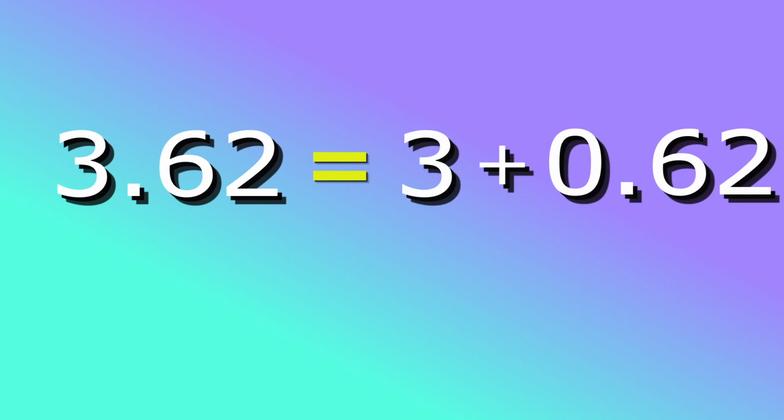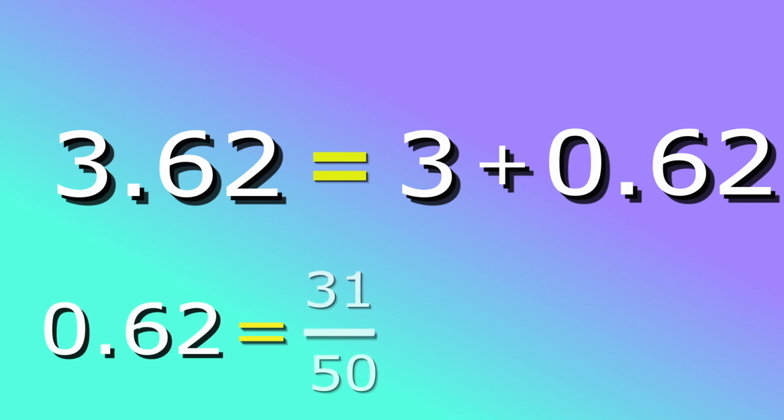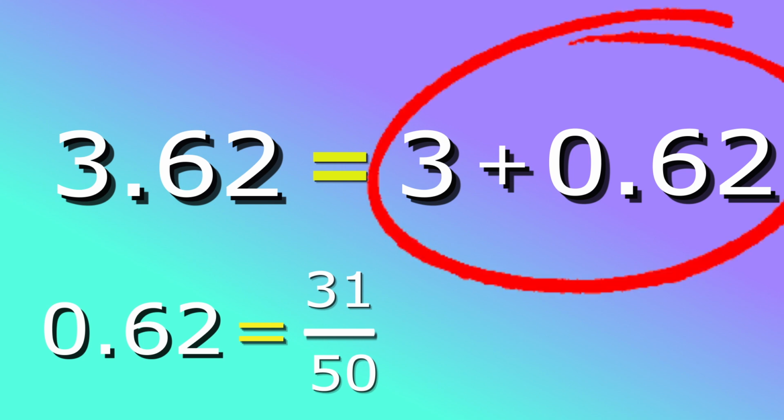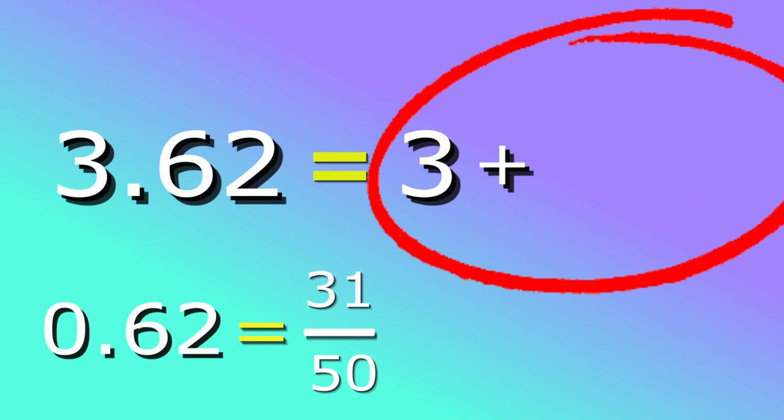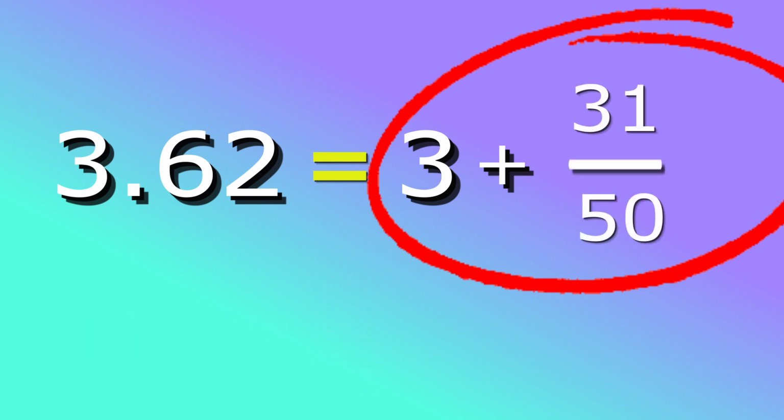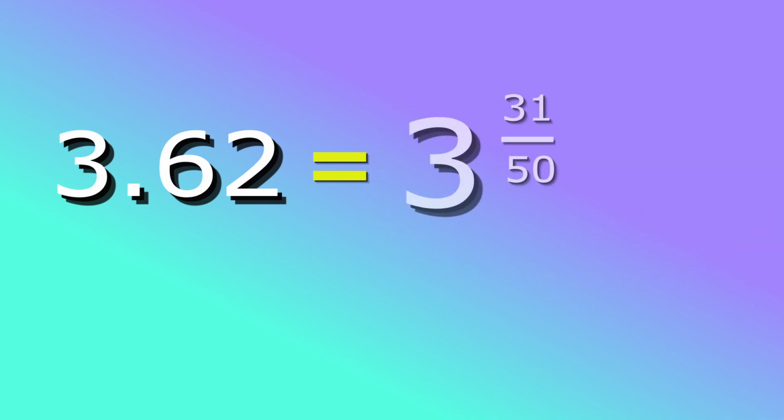We can think of 3.62 as 3 plus 0.62, because if you add those two numbers together, you get 3.62. Although the numbers are formatted differently, they have the same value. Well, we already know how to write 0.62 as a fraction. That was our first example. 0.62 equals 31 over 50. So we can rewrite 3.62 as 3 plus 0.62 and rewrite that as 3 plus 31 over 50. And that really is just the mixed number 3 and 31 over 50.